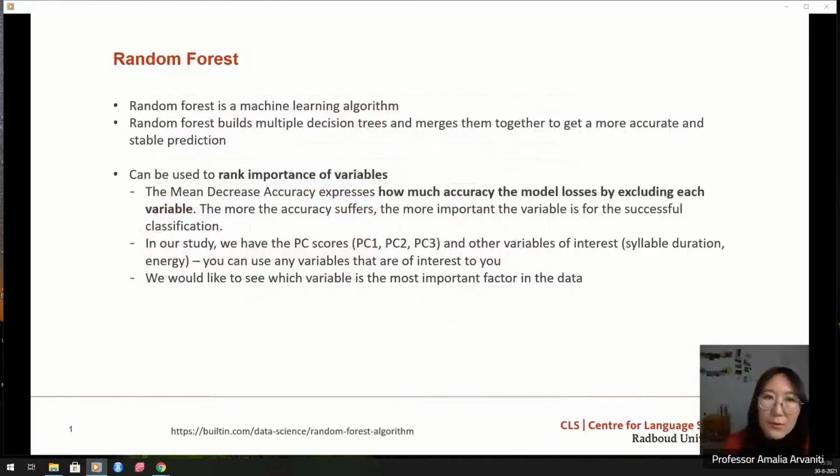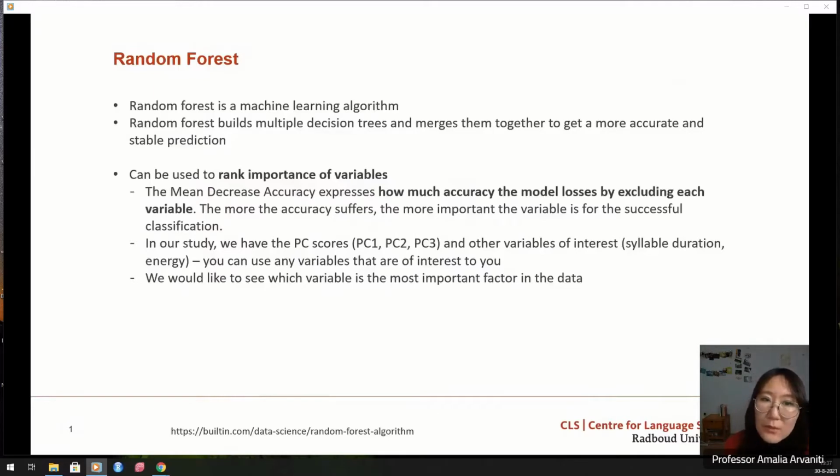The last part is about random forest. Random forest is a machine learning algorithm. Random forest builds multiple decision trees and merges them together to get a more accurate and stable prediction. It can be used to rank importance of variables. It does that by giving an index called the mean decrease accuracy. It expresses how much accuracy the model loses by excluding each variable. The more the accuracy suffers, the more important the variable is for successful classification.